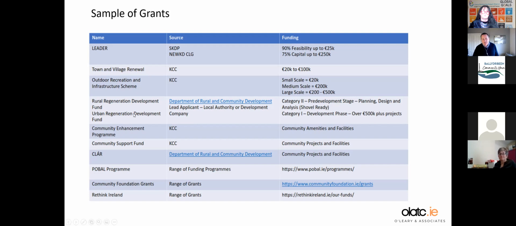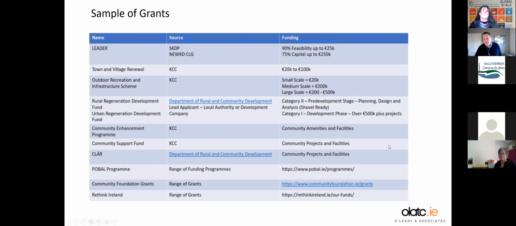The big ones then, in terms of capital projects, you've got the Rural Regeneration Development Fund, or RDF, and the Urban Regeneration Development Fund, or URDF. So URDF would be relating to Tralee, and RDF then would be relating to any towns less than 10,000 people. Okay, they have two categories of funds. Category 2 is pre-development stage, so when you're getting your projects to be shovel ready. So if you're looking at doing a building, community centre, enterprise centre, food hub, something like that, you're looking at category 2 is where you're looking at the whole planning, design, getting the project where it's got planning permission and is ready to apply for full funding.